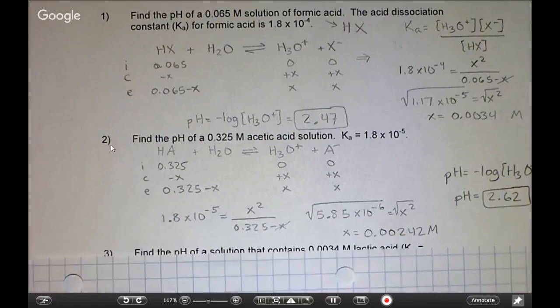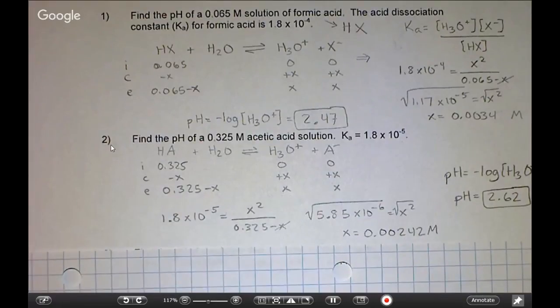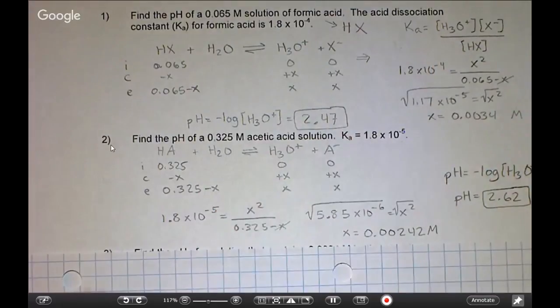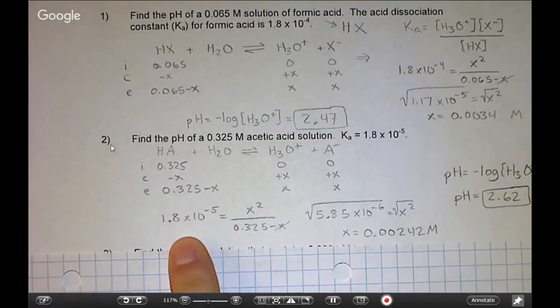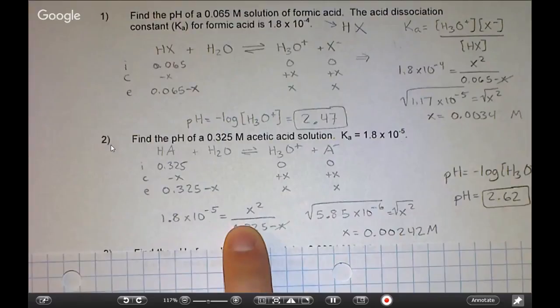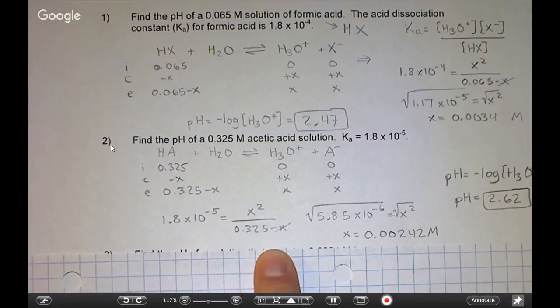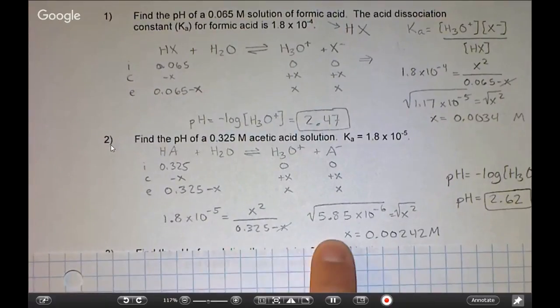Set up our equilibrium expression, which I went ahead and set up here in 1. Assuming it's the same setup, I just plugged it in down here. So that's our Ka. Hydronium times A minus, our X, are combined to be X squared. We're assuming X is much smaller than the 0.325, so we cross it out. Multiply both sides by 0.325, and that gets us 5.85 times 10 to the minus 6.